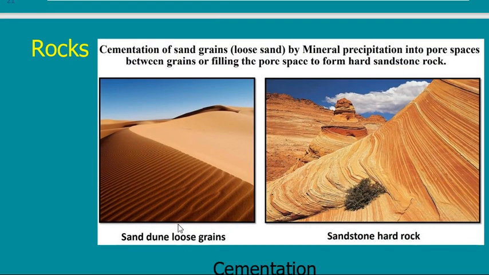These are examples for what we said. You know what sand dunes are? If any one of you has seen a sand dune, you'll find that it is a very loose type of sand. If you just blow some air, it will move. So very, very light. This material can be changed into hard sandstone rock.